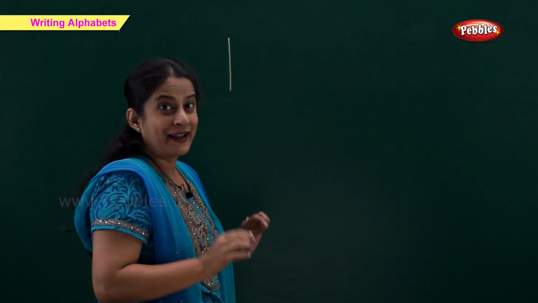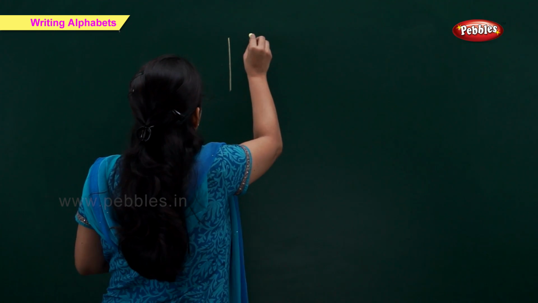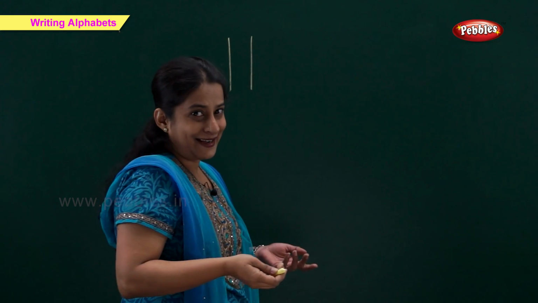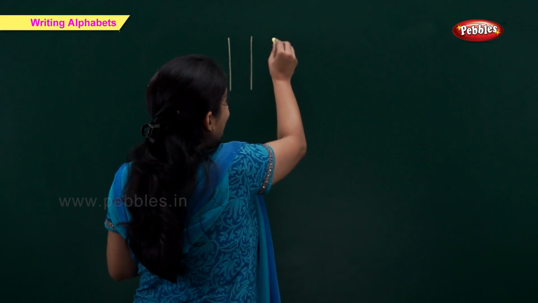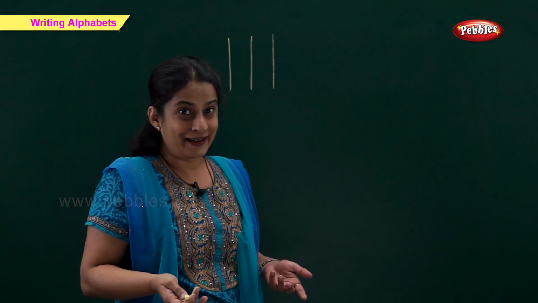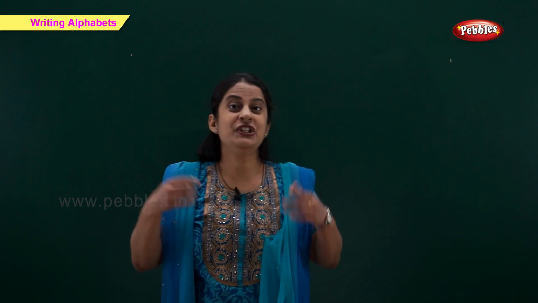Just a standing line makes I. A simple standing line makes I. Now we will write J.